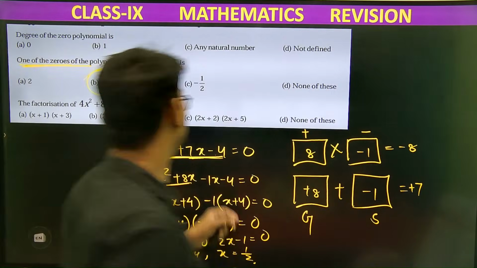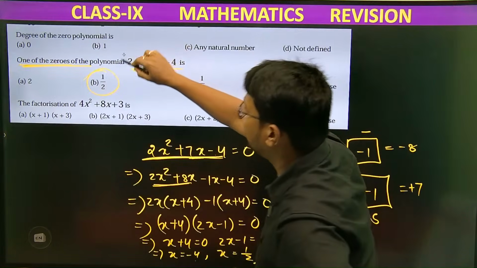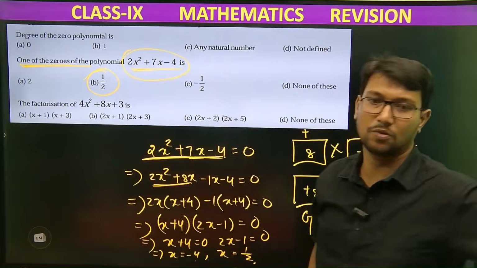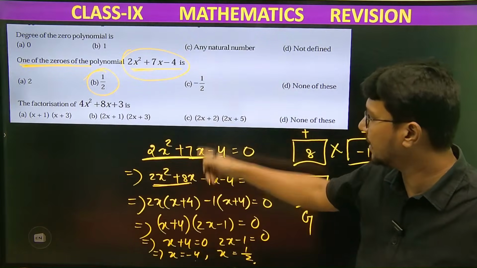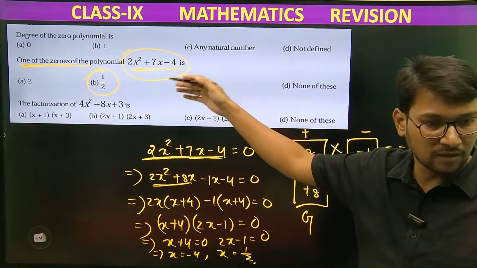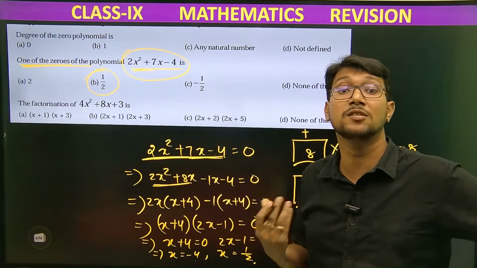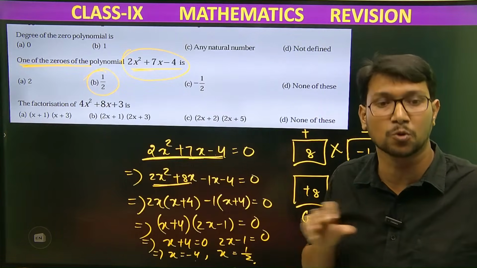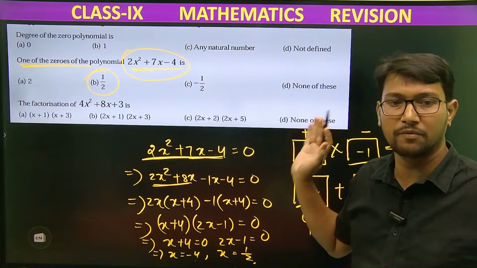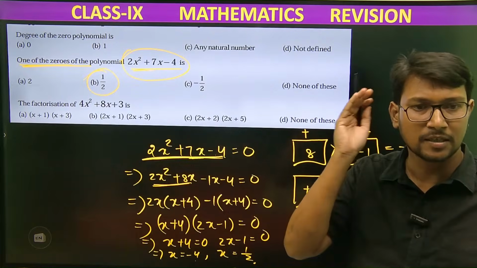You have to keep in your mind, children, while finding the zero, you have to equate the polynomial with zero. It is not given that it equals 0. So why have we equated with 0? Because we are finding the zeros. Finding the zero means root. How? By equating the polynomial with 0.